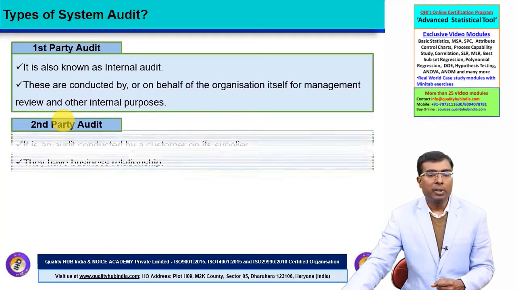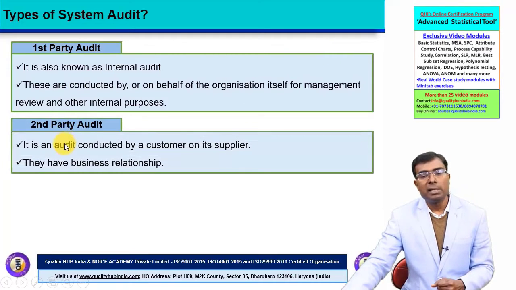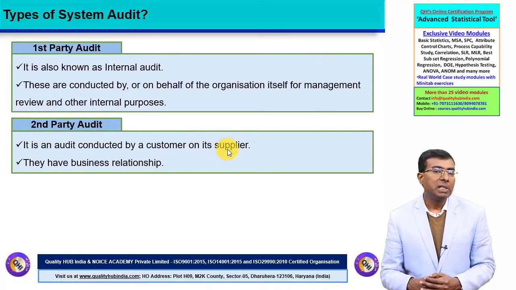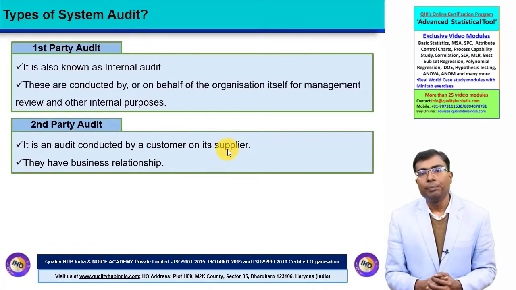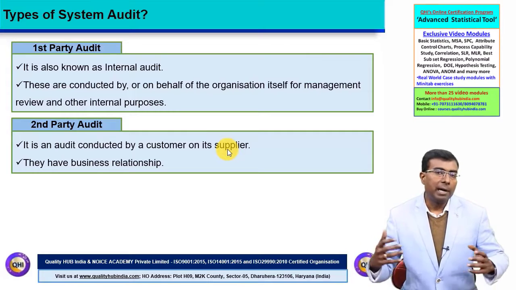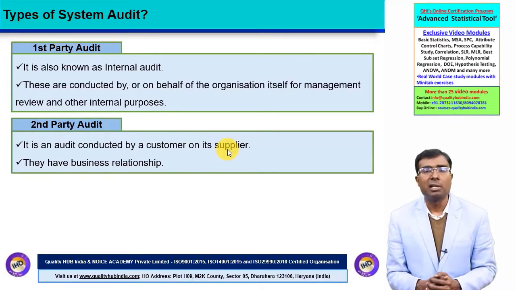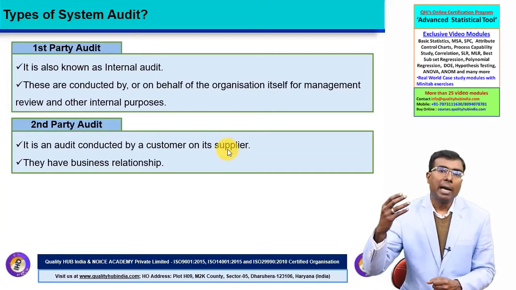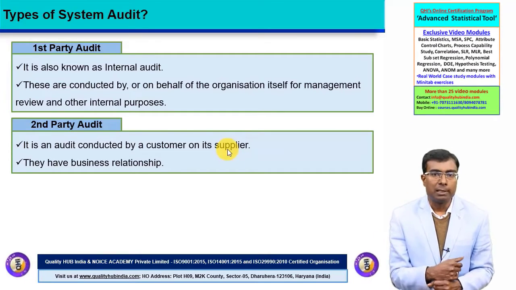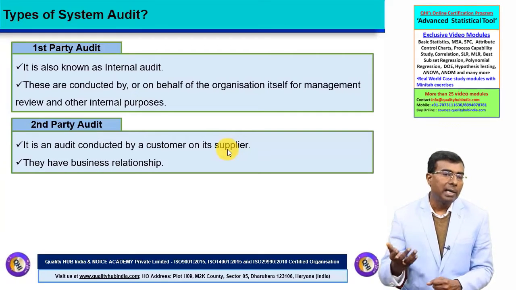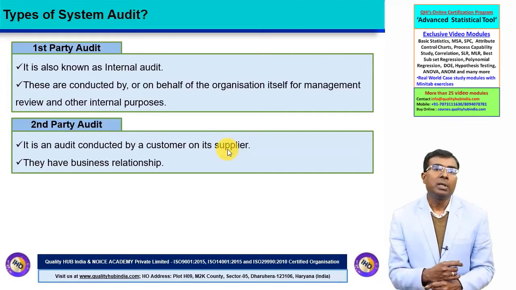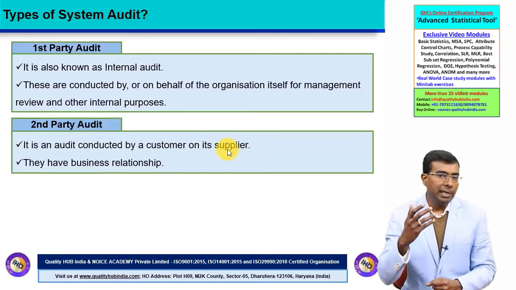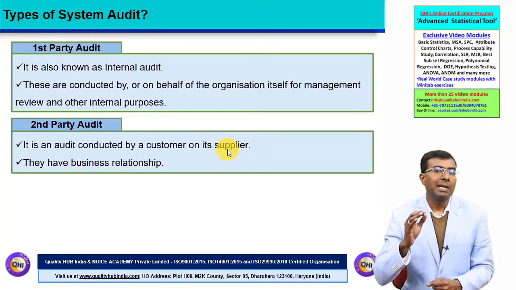Second party audit is an audit which is generally conducted by a customer on its supplier. It's basically an audit between a customer and a supplier, who have some business relationship. Let's say, for example, you are supplying product to three customers, X, Y and Z. All of them come to your premises to conduct an audit once in a year. That would be your second party audit.